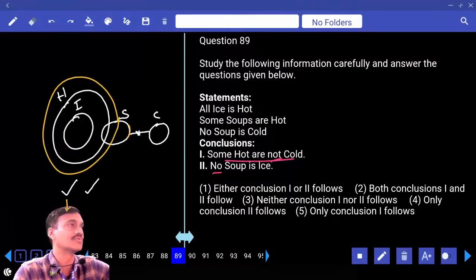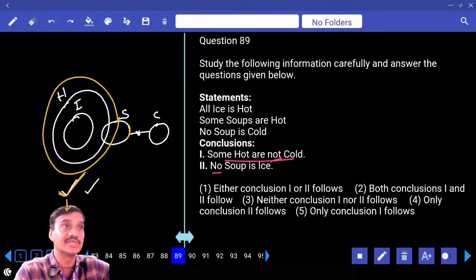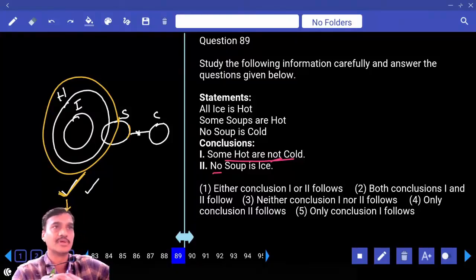No soup is cold will become false. Statement invalid. Alternate diagram cannot be drawn. This will be true forever. That means this conclusion cannot be false even in a single case. As it cannot be false, it is 100% definitely true. Now we are trying to make that one false at least once.